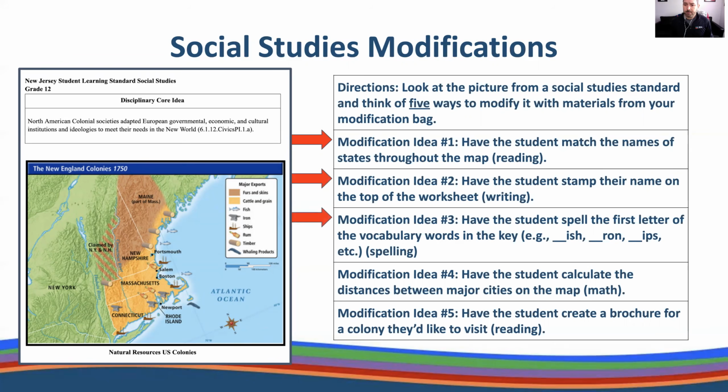Modification idea number 3, have the student spell the first letter of the vocabulary words in the key. So instead of fish, they'd fill in the F, and then the ISH would already be there for them. Instead of iron, they would just fill in the I, and then the RON for iron would be provided. Instead of ships, they would just write the SH, the beginning sound, that sort of thing. So that's an example of a spelling modification.